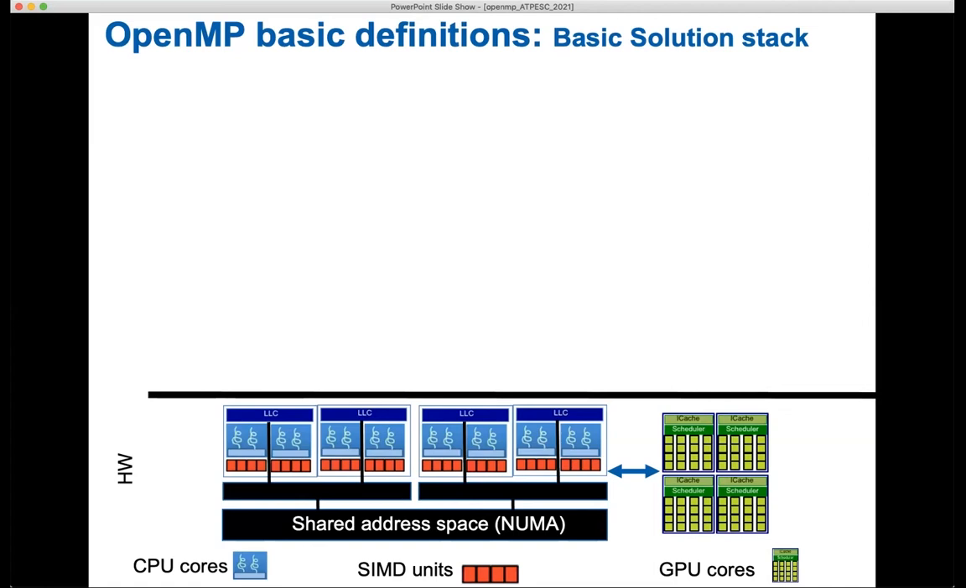We cover multi-threading, and anytime I say multi-threading, I'm assuming a shared address space. That's what the word multi-threading means. So there's a shared address space, and OpenMP even has the ability to manage the non-uniform memory architecture features of a modern architecture. We also cover GPUs, so we have incredible hardware diversity.